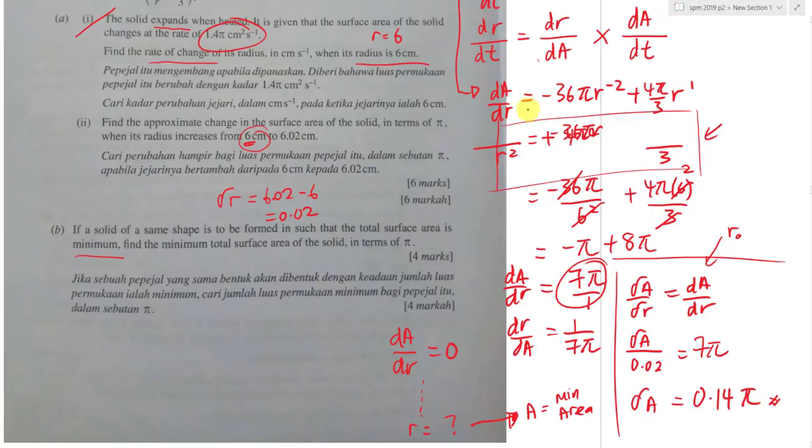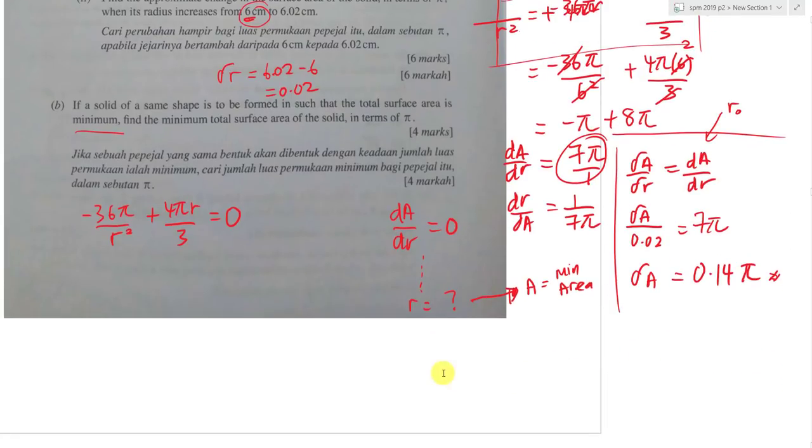So I'm going to take this equation here. I will just say negative 36 pi over R squared plus 4 pi R over 3 is equal to 0. This is what happened when dA/dr equals 0. Then I will just solve this equation. I will just move around: 4 pi R over 3 equals 36 pi over R squared. Why can I do that? Because negative moves to the other side and becomes positive.